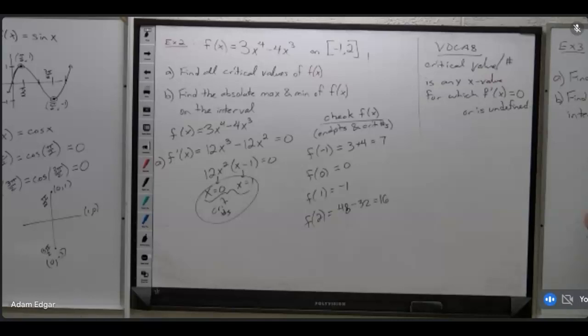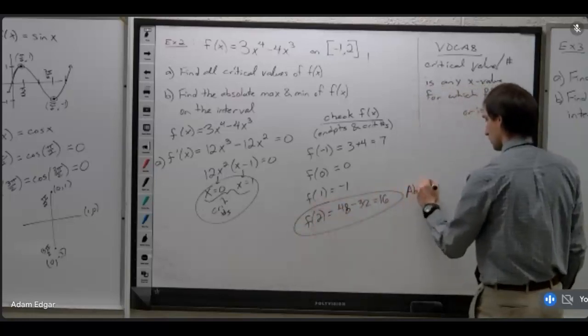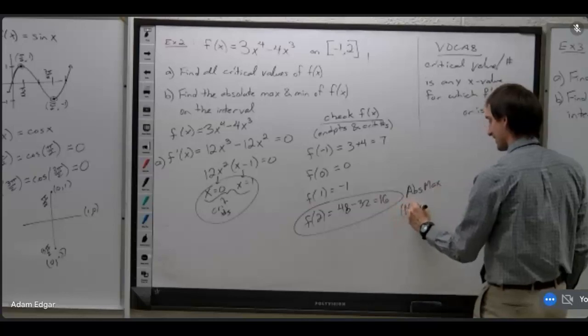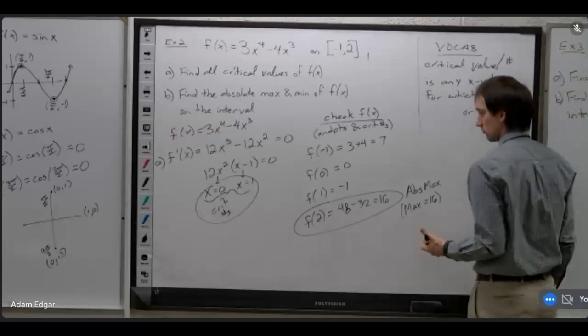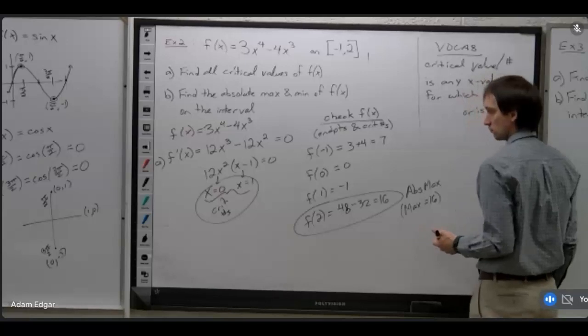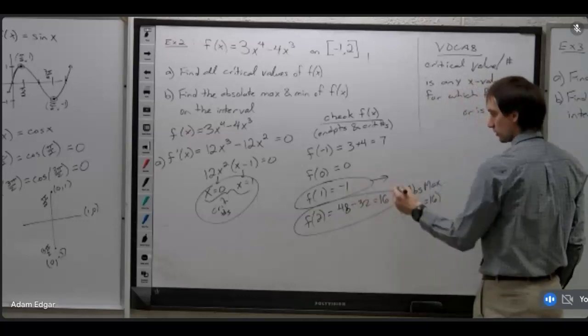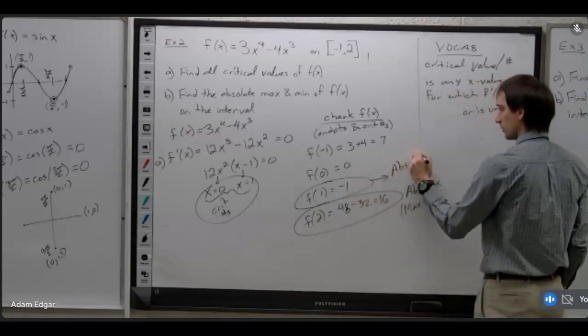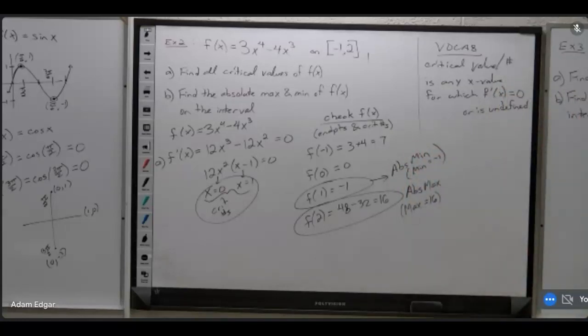Who's our absolute maximum? 2. So this is your absolute max. We'd say the maximum itself is 16 because that's the y-coordinate, the highest y value. And what's the minimum? At 1, right? Because that's the lowest y value. -1 is smaller than 0. So absolute minimum, we'd say the minimum equals -1. So that's finding absolute maxes and mins on a closed interval.